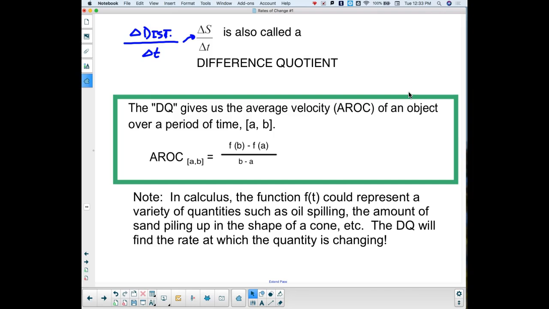In calculus, we can use a bunch of different things, and we can make a dq out of it. Oil spilling, amount of sand piling up in the shape of a cone. Two cars traveling along. It's a big race weekend if you're a big race fan. You have the Indy 500 every Memorial Day weekend and the big NASCAR 600-mile race. And so you can see how two cars are traveling next to one another. Are they getting closer? Are they getting farther away, etc.? We can find that using this kind of thing.